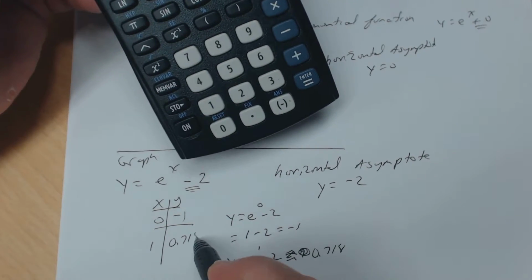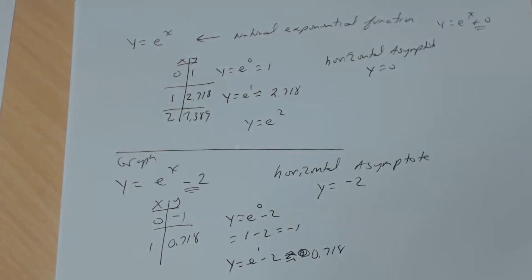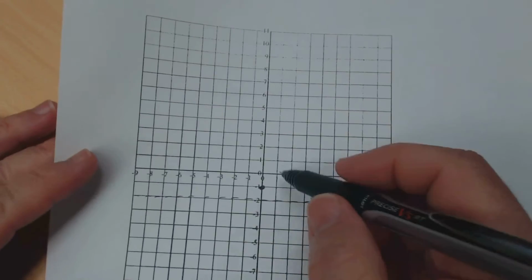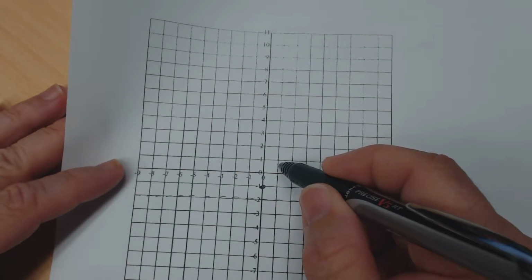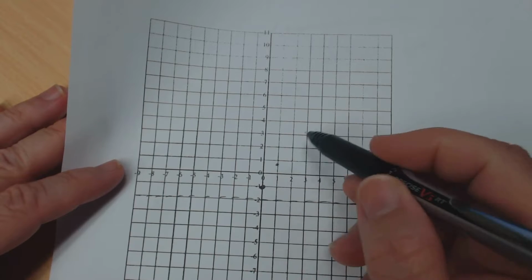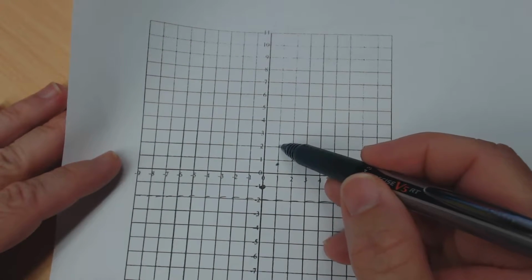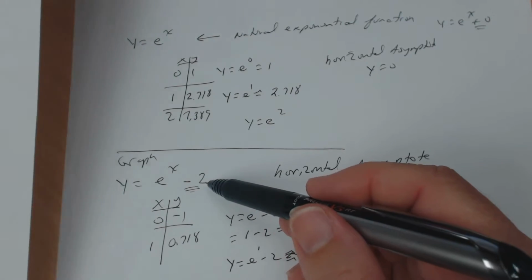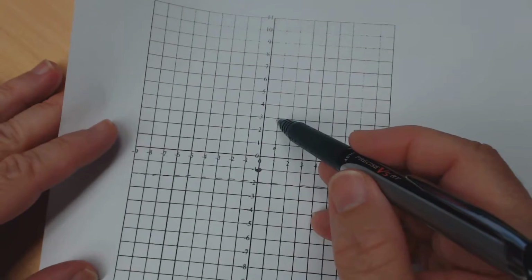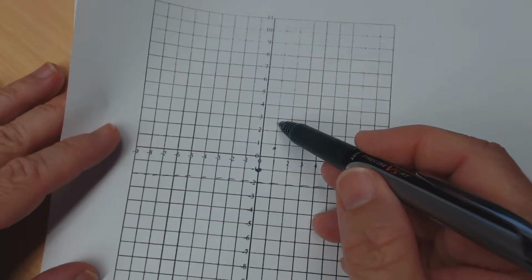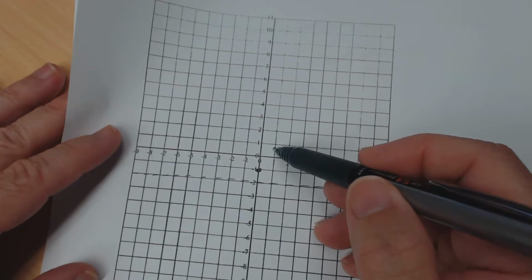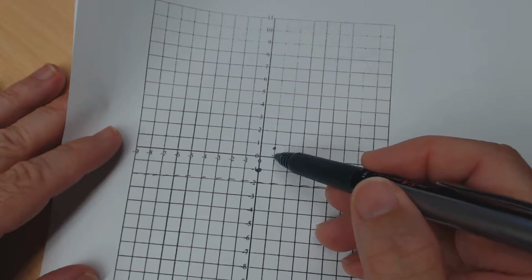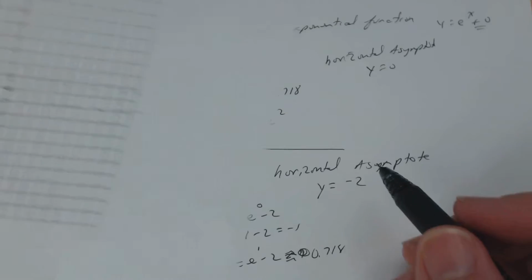So 0.718. Okay? So when I plot that, 1.718 is about here. Now remember, it was here before. It's being shifted down 2 units because of that vertical shift. So 2.718, subtract 2, you get 0.718. So shifted down 2 units. Everything is shifted down 2 units.